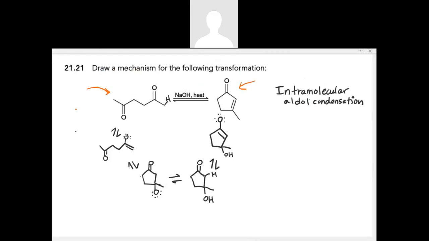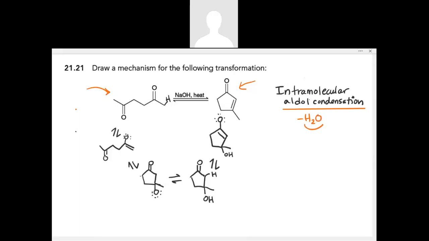So we notice that our reagents are sodium hydroxide and heat, and what we expect to have happened here is an intramolecular aldol condensation. So throughout this process, we're going to end up removing hydrogen, and then later on we'll remove hydroxide. But in the end, we're going to be removing collectively H2O. So let's take a look at this process here.